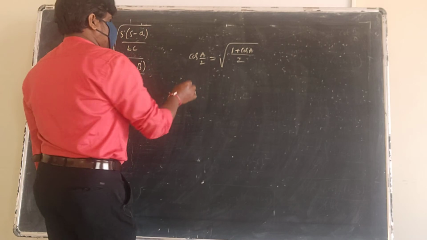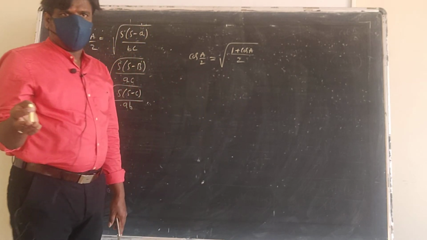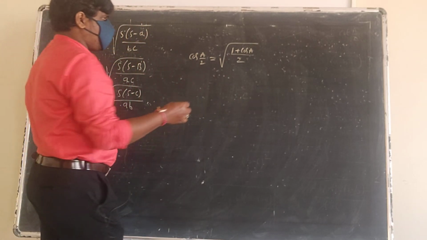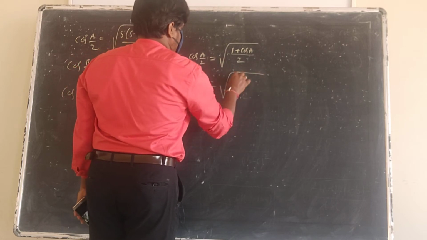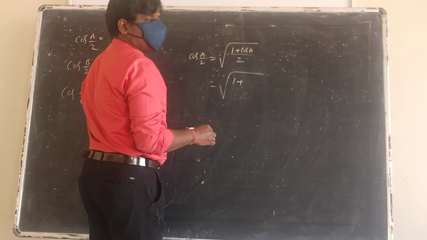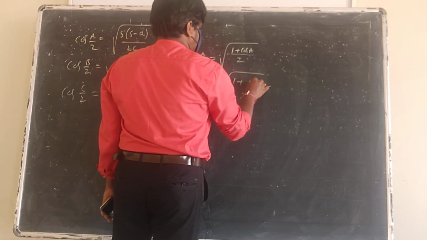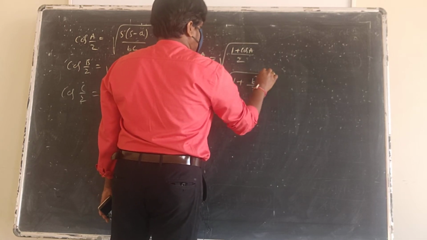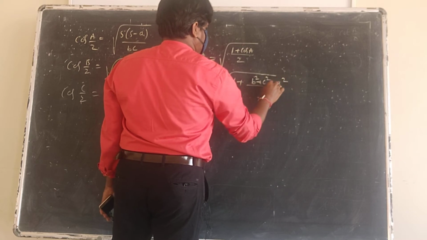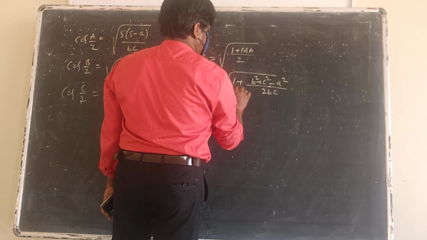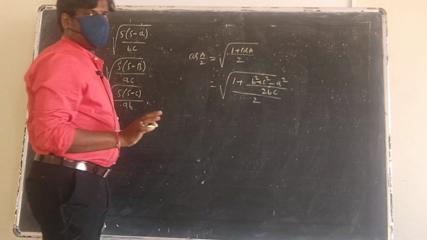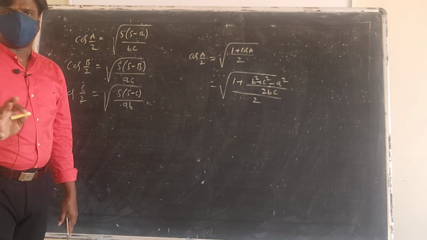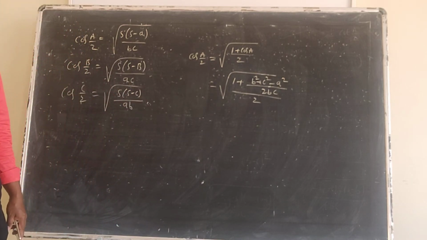So what you do here, sin A by 2 I proved, cos A by 2 you can prove. Under the root of 1 plus cos A, what is the cos A formula? B square plus C square minus A square upon 2BC, divided by 2. Same way you do it, you will get the answer. So the proof is the same as it is, so this proof is not required.